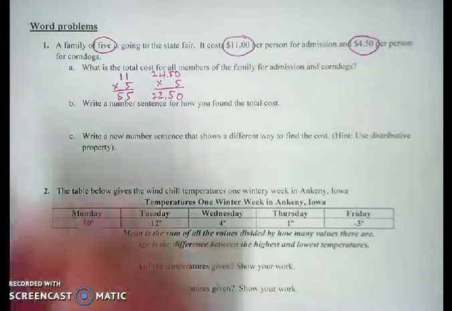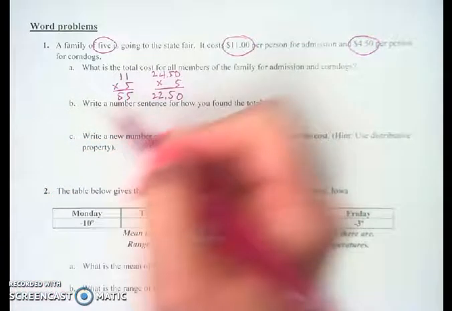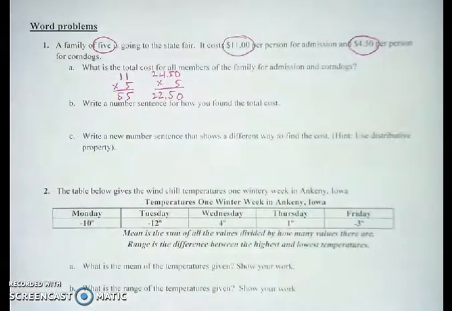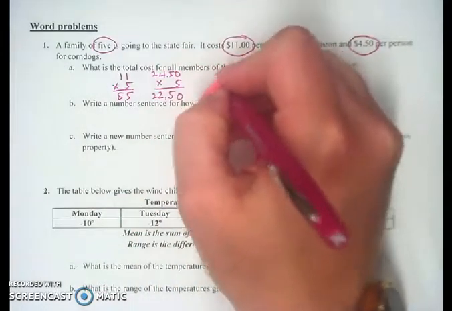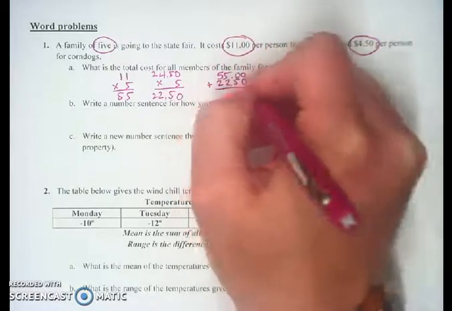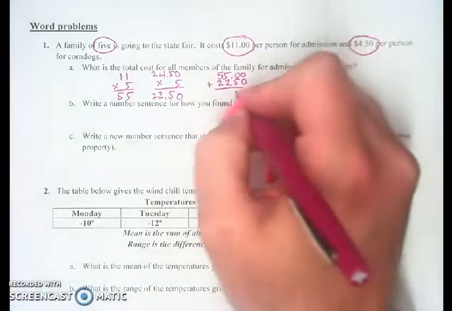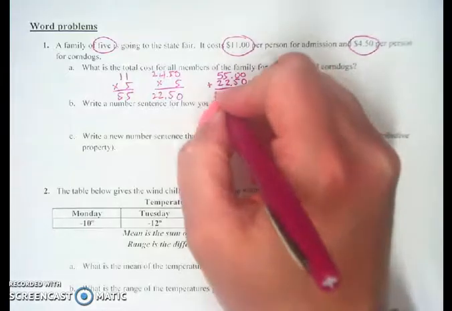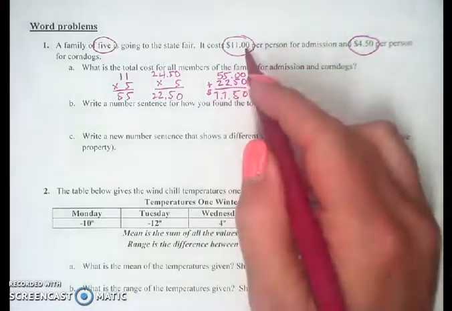I have seen some kids before write 11 plus 11 plus 11 and write it out 5 times. If you multiply it though, it'll save you a little step there. So then the total cost, 55 plus $22.50, is where I would have to line up my decimals. So it's $55 to get in, $22.50 for their corn dogs, for a total of $77.50.